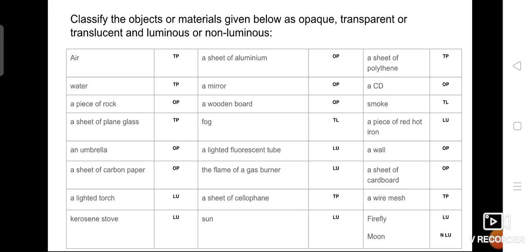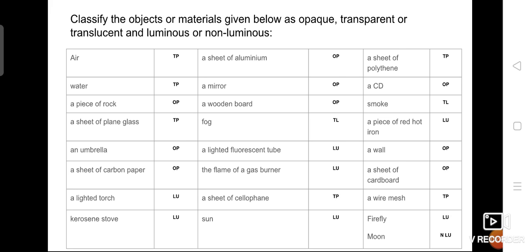Okay, next, a piece of rock. What do you mean by rock? It's a big stone, isn't it? Is it transparent? No. Is it translucent? No. It is opaque, because when the light falls on the rock, the light cannot pass through it. So the shadow of that rock will be formed, isn't it? Shadow is formed only by an opaque object. So a piece of rock is an opaque object.